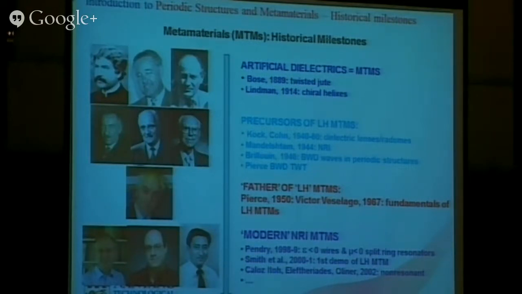The father of left-handed metamaterials is Veselago. In 1964 the Russian version of the paper appeared, and then the English version came in 1967 in the Soviet Journal of Physics. He came out with a theoretical postulation: when the material has a negative index of refraction, or negative epsilon and negative mu, how does the wave behave? That was his question.